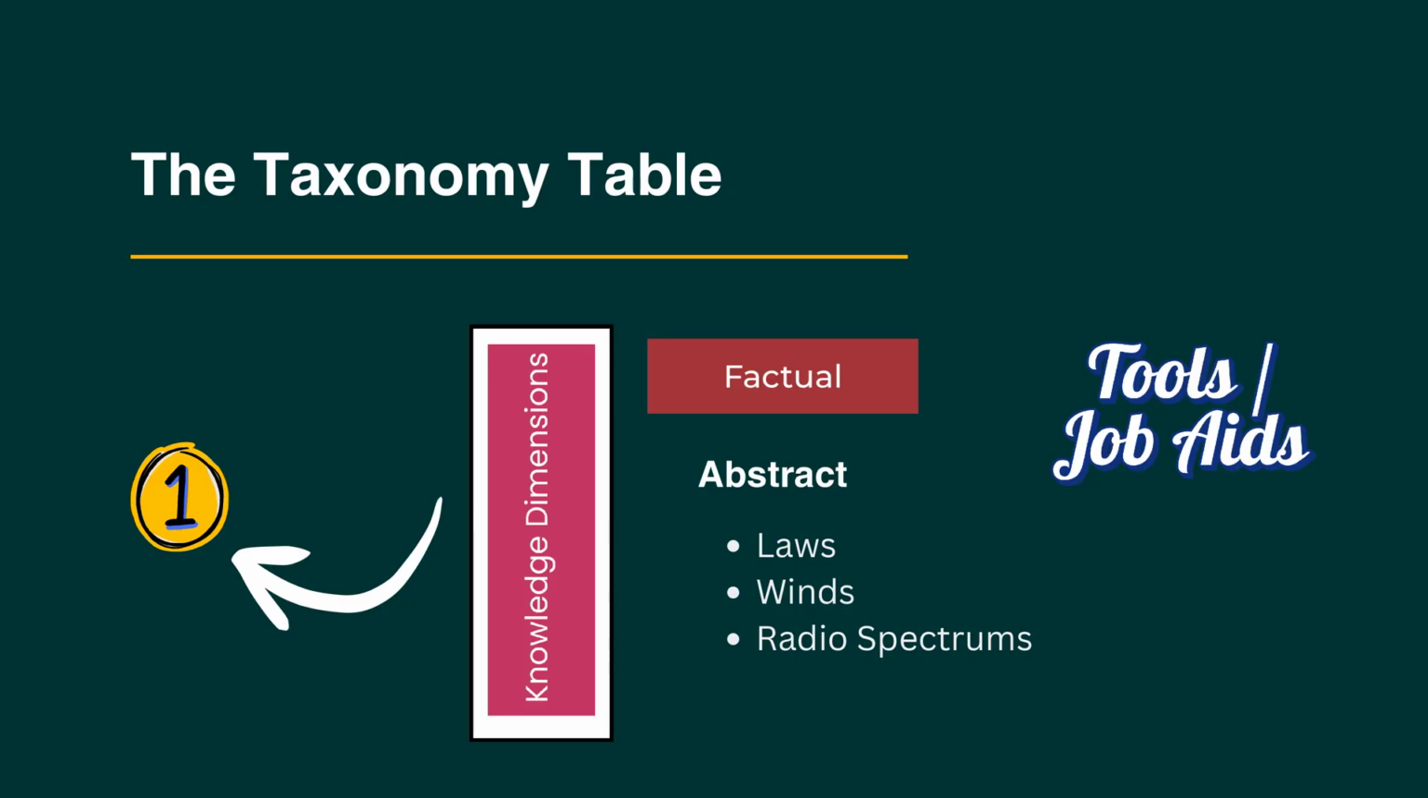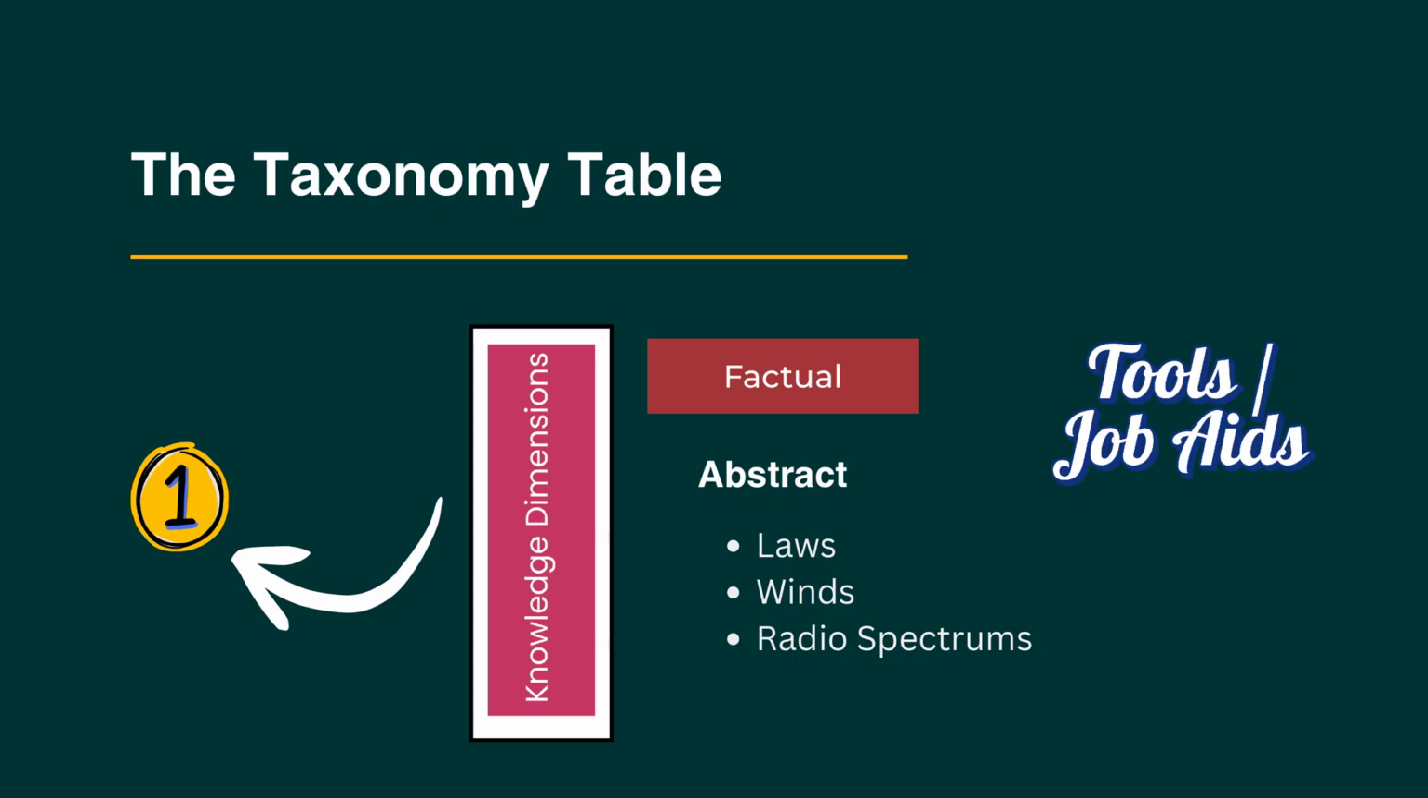These examples remind us that factual knowledge can range from very concrete, like a physical tool, to abstract, like natural forces or invisible systems. The more abstract the fact, the more time, explanation, and examples are needed for learners to fully understand it.